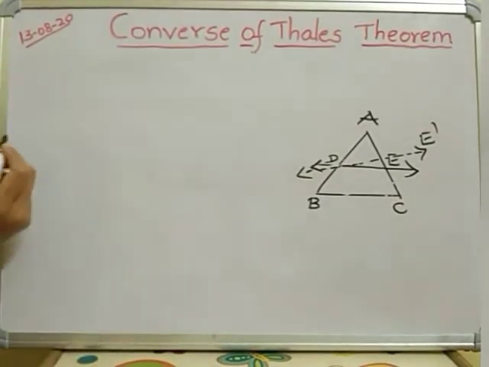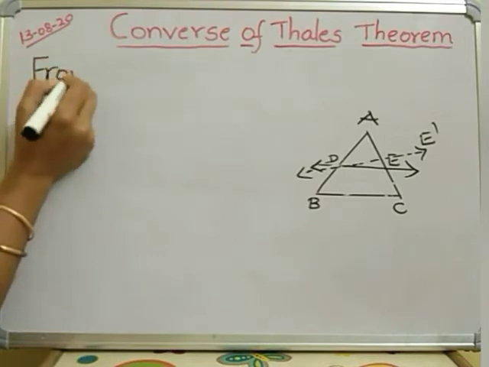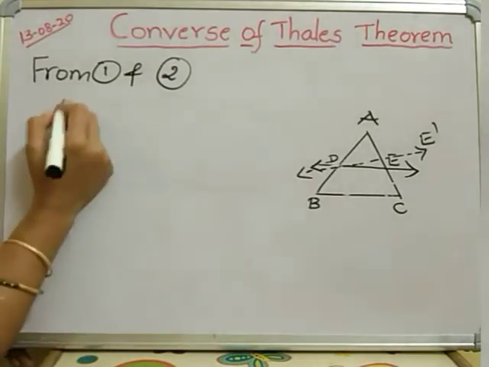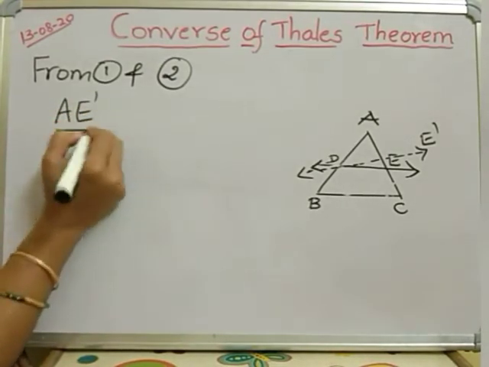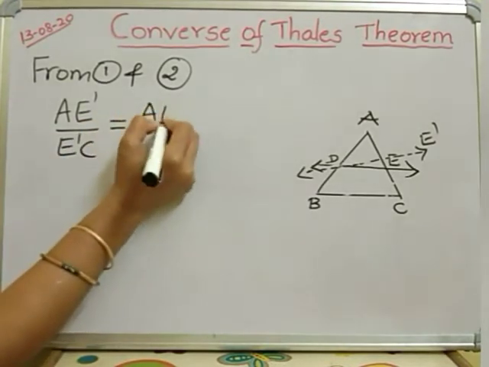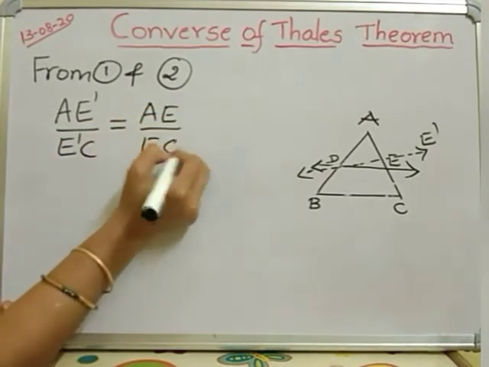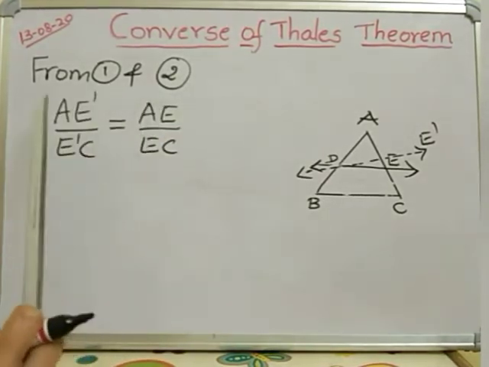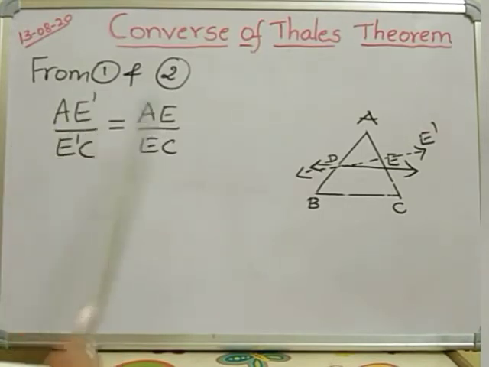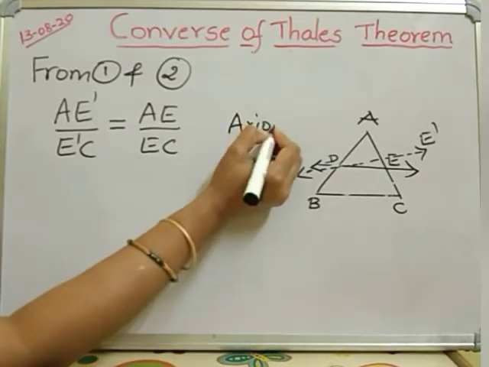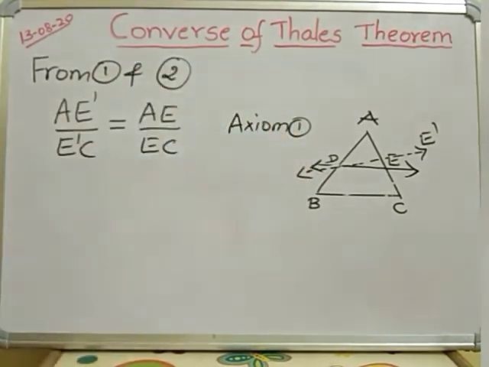Now from 1 and 2, what do we get? From equation 1 and 2, AE dash by E dash C is equal to AE by EC. What is the reason for this? Do you remember? Things which are equal to the same thing are equal to one another. Which is this? Axiom. We have used axiom 1 here. Right? Okay.